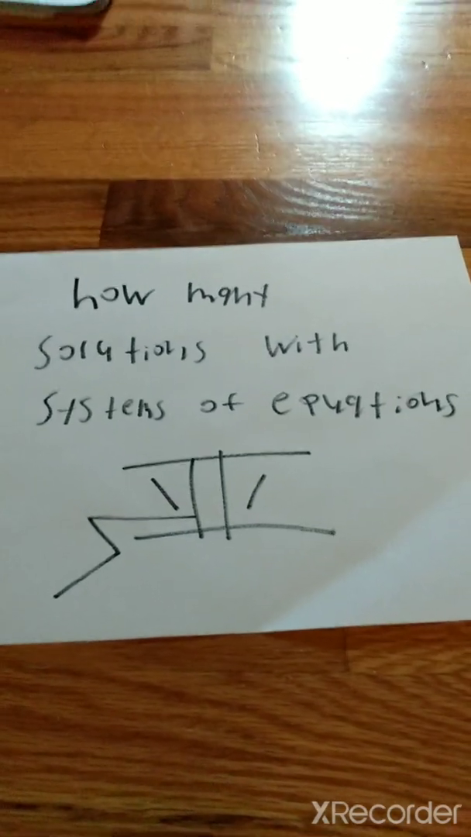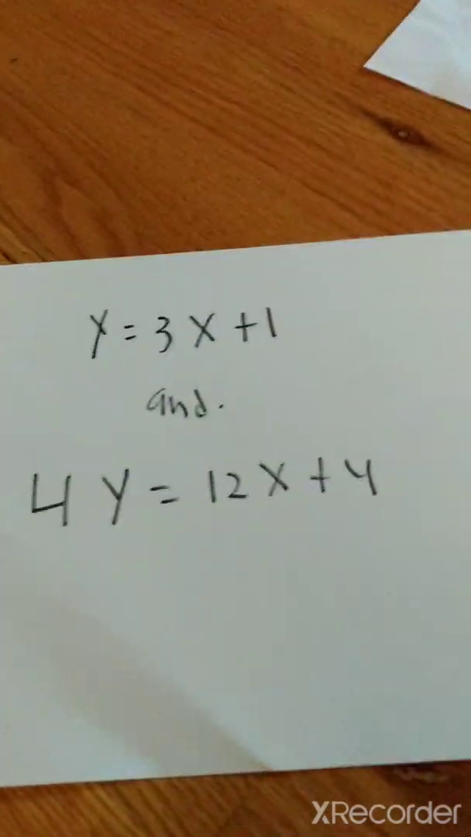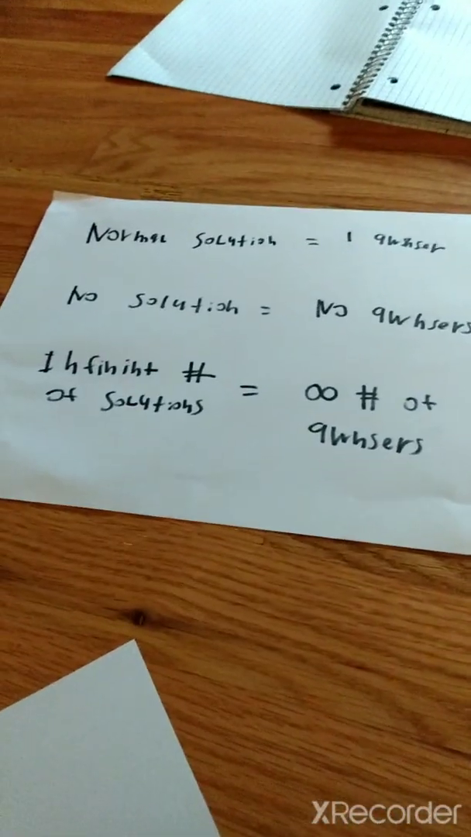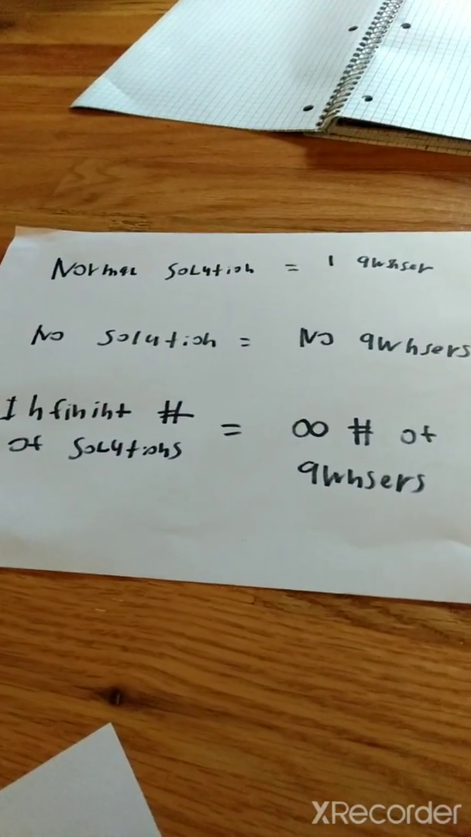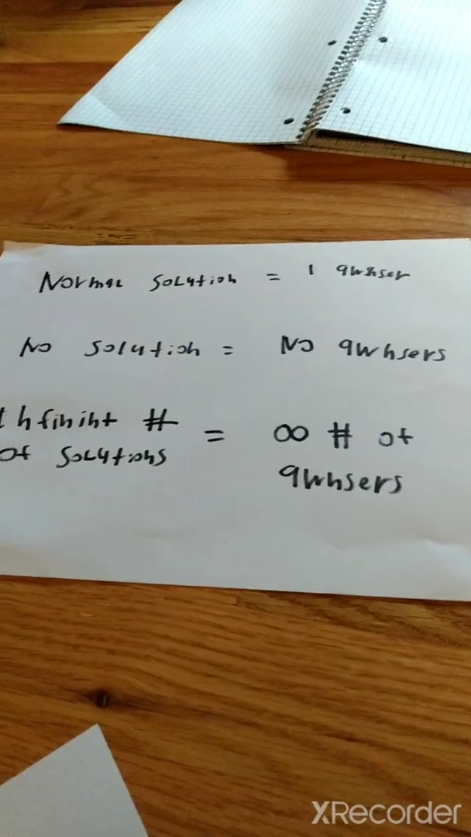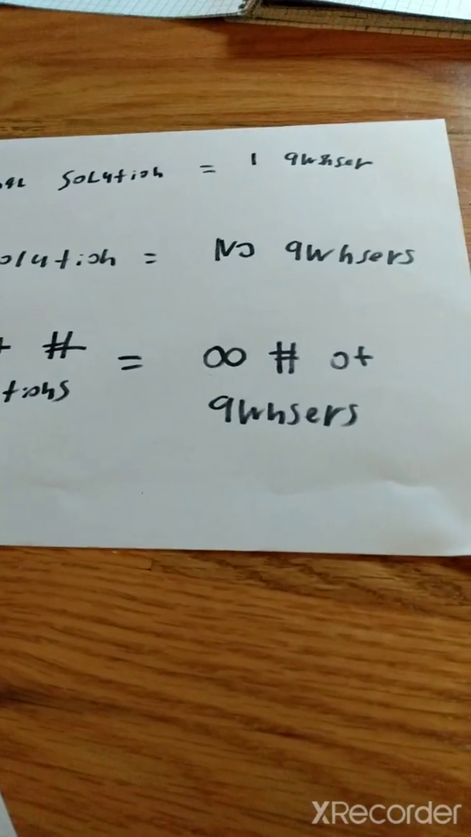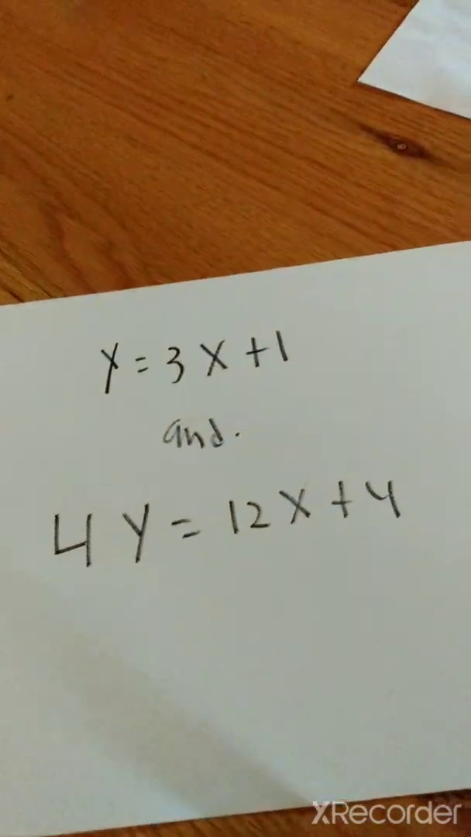We're gonna do another example problem on how many solutions there are with systems of equations. What we're gonna be trying to do is find out how many solutions will make both equations true. There are three types of solutions that we can get in an equation like that. A normal solution will get you one answer. A no solution will give you no answers. And an infinite number of solutions will give you an infinite number of answers. Let's see what this one is.